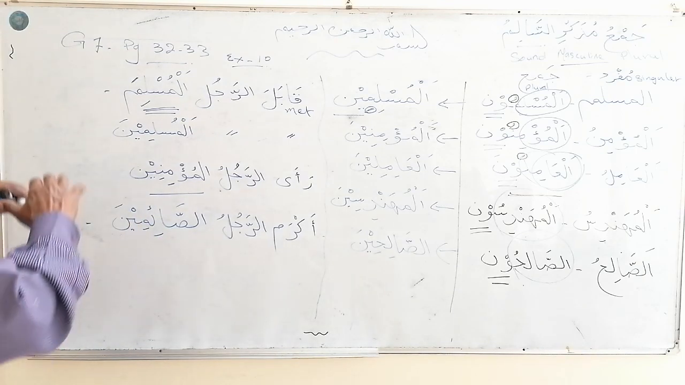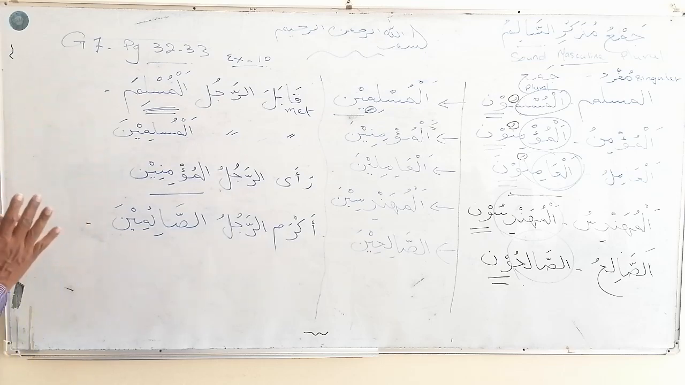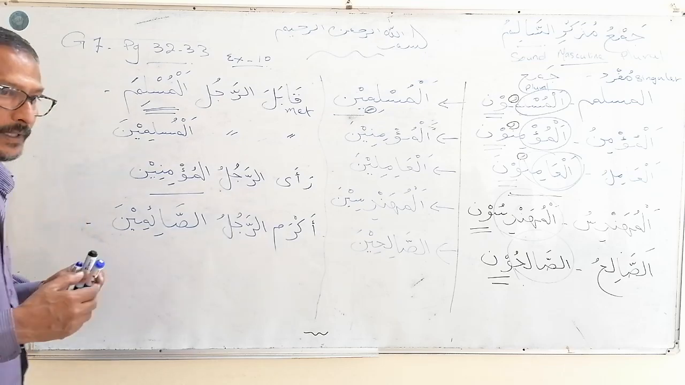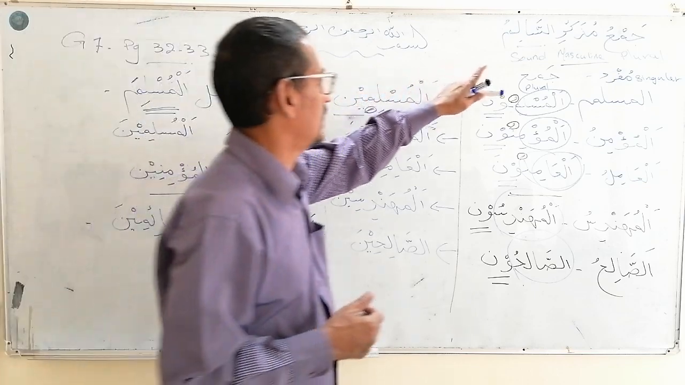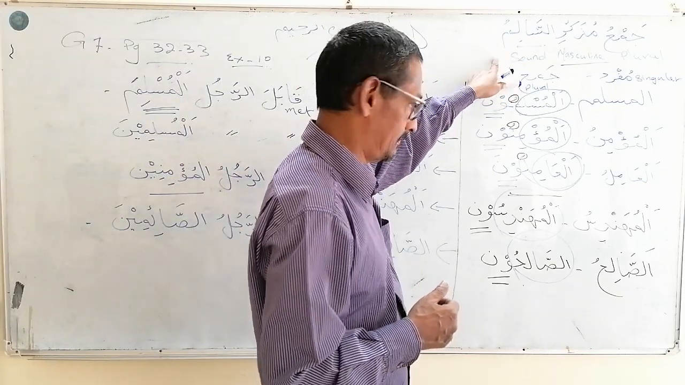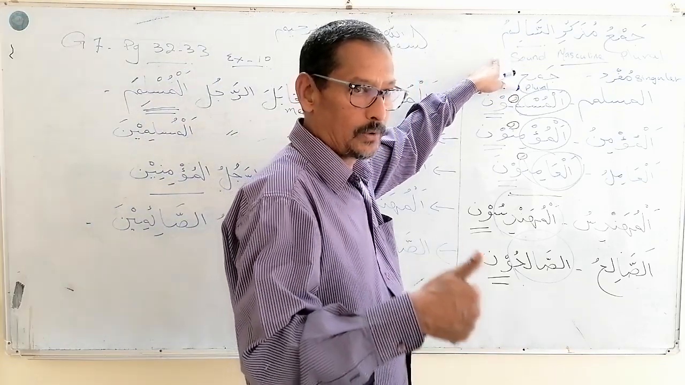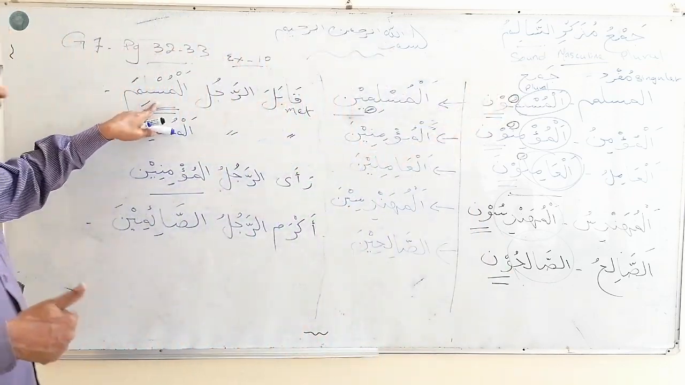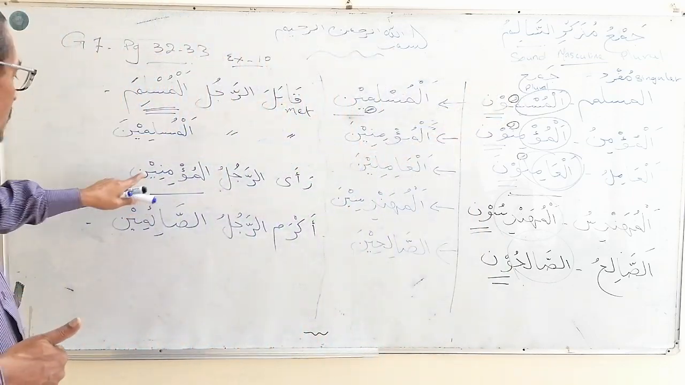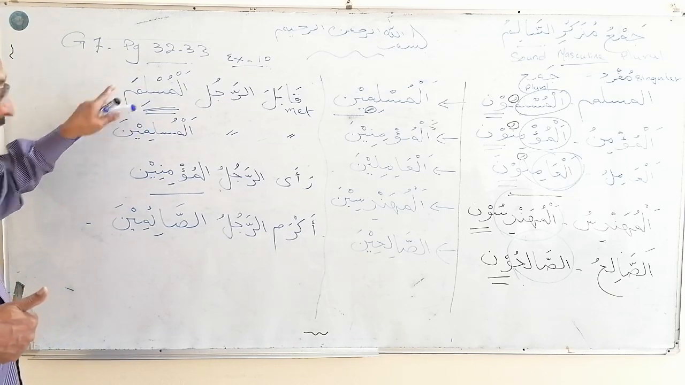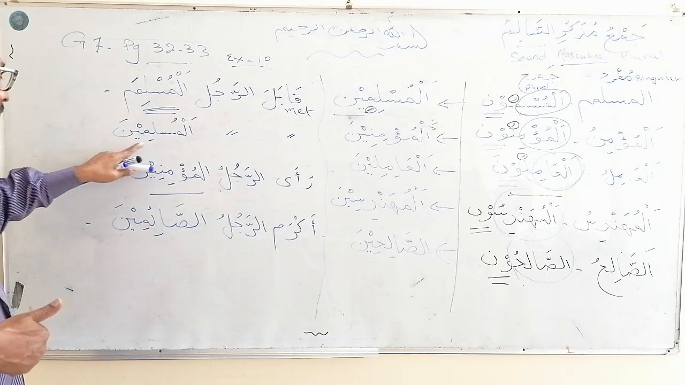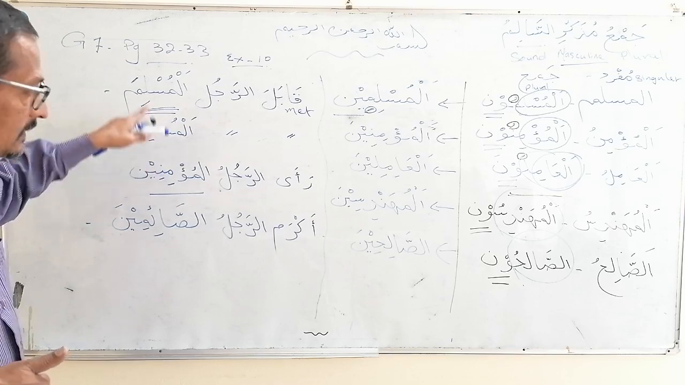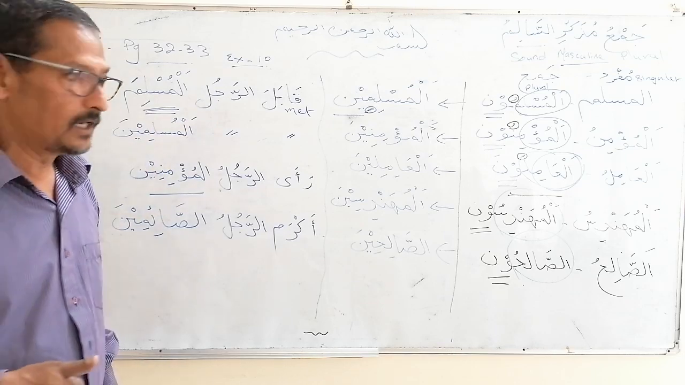So just to understand it now, it is very clear that when sound plural jam'u muzakkar salim is used as subject of a verb, it ends with waw and noon, and before waw you put dhamma. When it is used as an accusative object, complement d'objet, it ends with fatha when it is singular, and it ends with ya and noon, and before ya noon you put kasra.